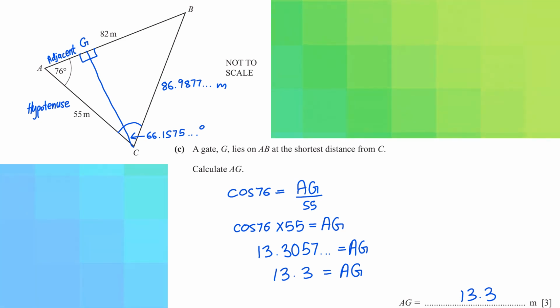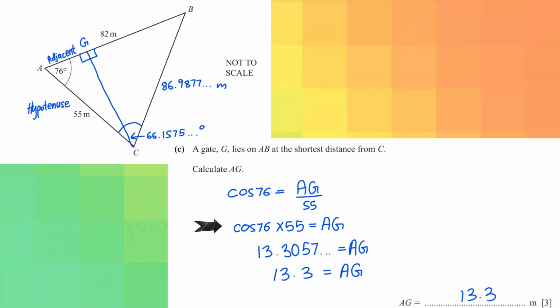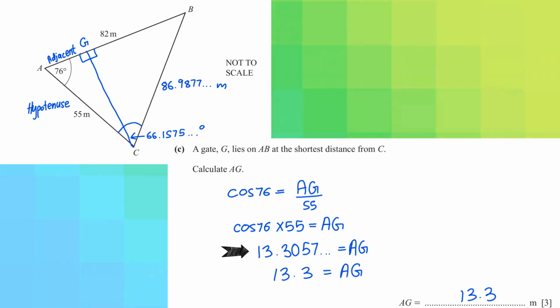Moving back to the question, we can see that we know the hypotenuse, and we need to find the adjacent. So we use CAH. In other words, we use the cosine of theta equals adjacent over hypotenuse. Substituting our values, we get the cosine of 76 equals AG over 55. Then, we multiply both sides by 55. Entering the cosine of 76 multiplied by 55 into our calculator, we get a pretty long value. Rounding that long value to 3 significant figures gives us 13.3 meters as our value of AG.